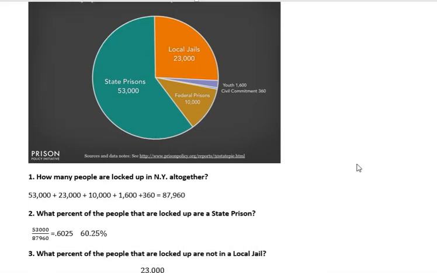Another question we could be asked is what percent of the people that are locked up are in state prison? Well, in this case, we could take the number of people in state prison, which is 53,000, and divide by the total number of people, 87,960, and that gives you decimal point 6025. Since they asked for a percent, we would multiply by 100 to move that decimal place over two places to get 60.25.